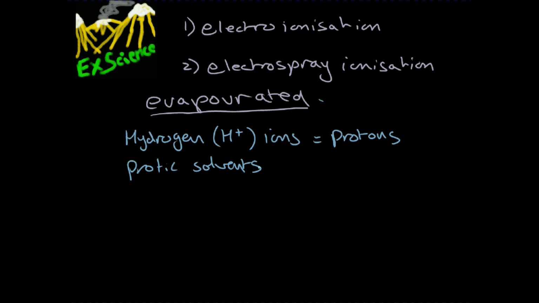If not, something can be added as a source of protons, or often a source of sodium ions is used instead. The ionization process can then be described as M plus H plus goes to M H plus, or M plus Na plus goes to M Na plus, where M is the analyte molecule that you're looking at.